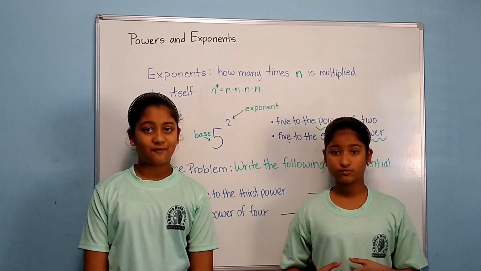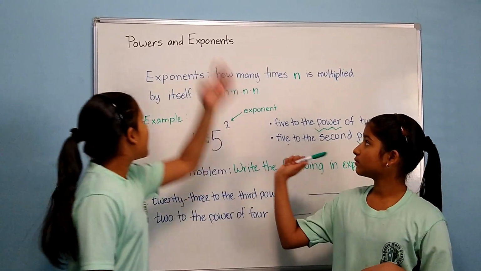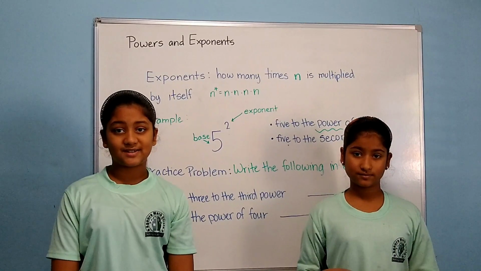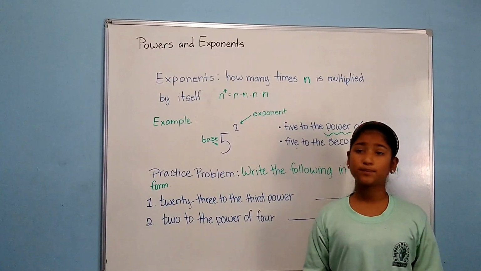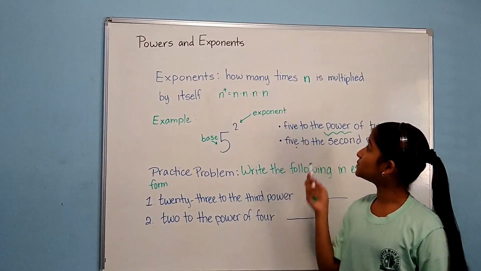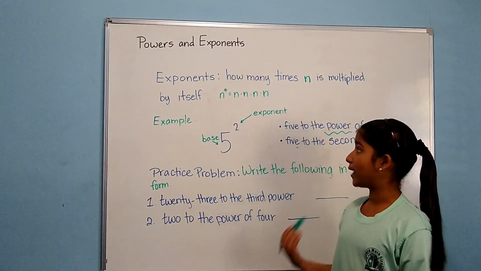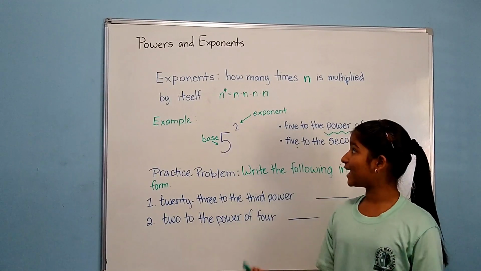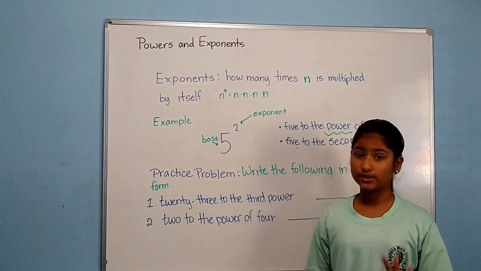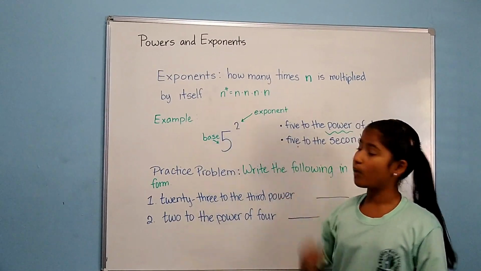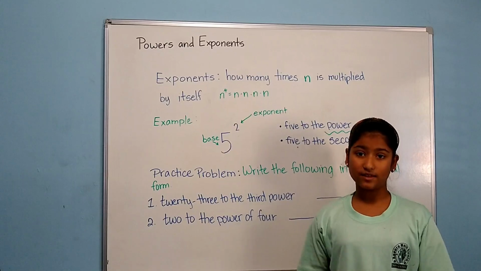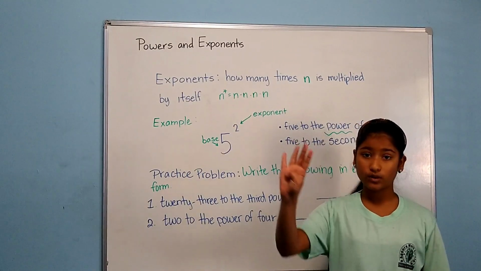This is Junior Advanced, and we're going to be learning about exponents. So, what are exponents? Well, exponents basically explain how many times n is multiplied by itself. An example of this is n to the power of 4, which means that n is multiplied by itself 4 times. So n to the power of 4 is equal to n times n times n times n, 4 times.